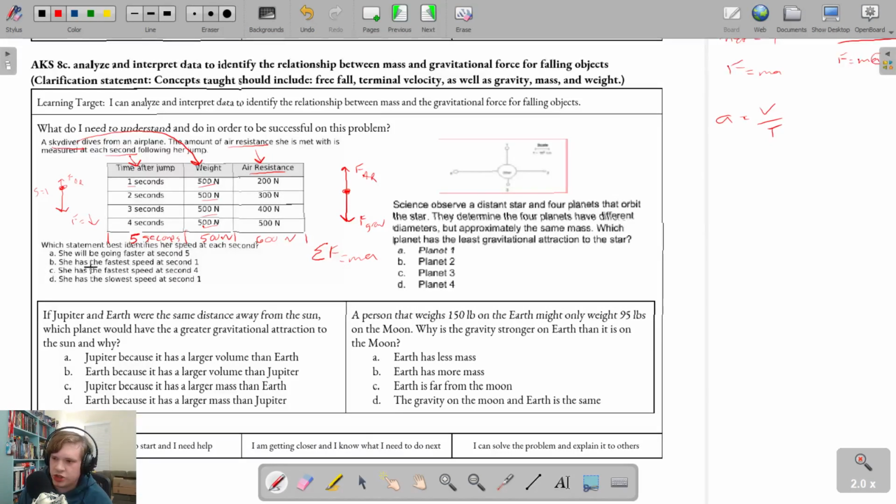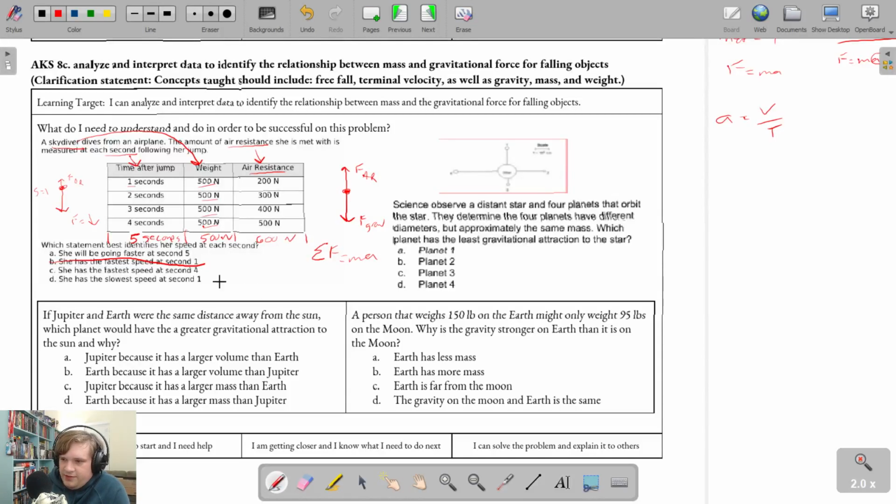Now, she has the fastest speed at second 4. She has the slowest speed at second 1. Okay, so these are in direct opposition to each other. Slowest speed at second 1, fastest speed at second 1. Well, we know that at second 0 she had no speed, so it doesn't matter what her acceleration is. Her acceleration keeps going down. There's no way she can have the fastest speed at second 1. If you started at 0, there's no way that 1 second later is your fastest speed. So we're going to eliminate that.